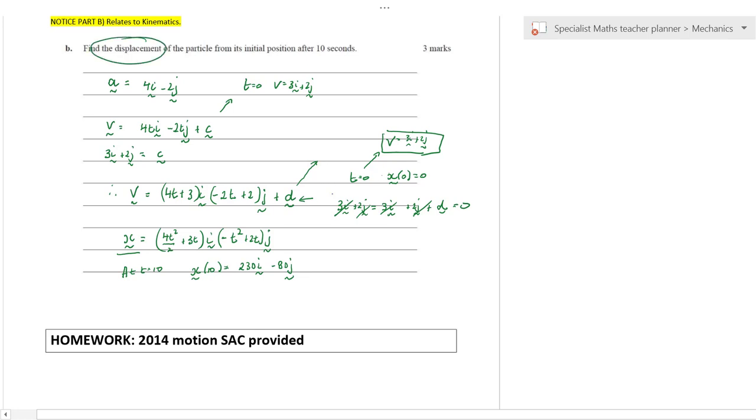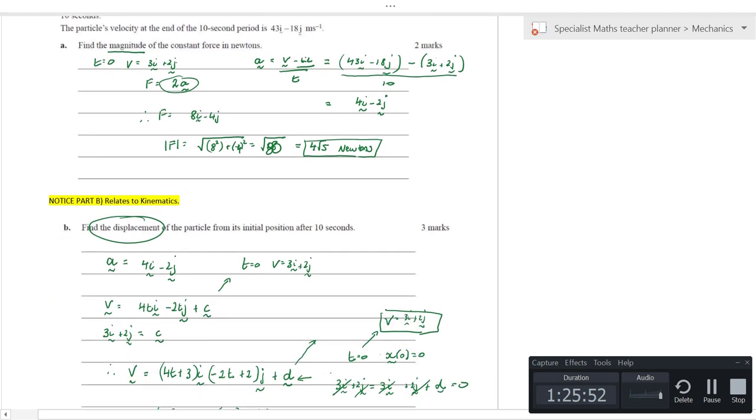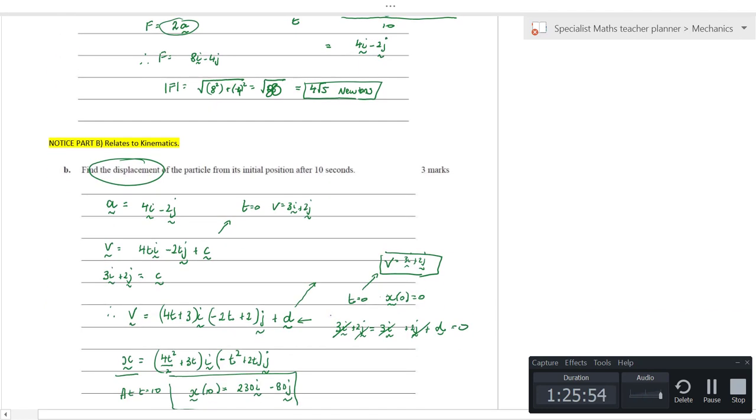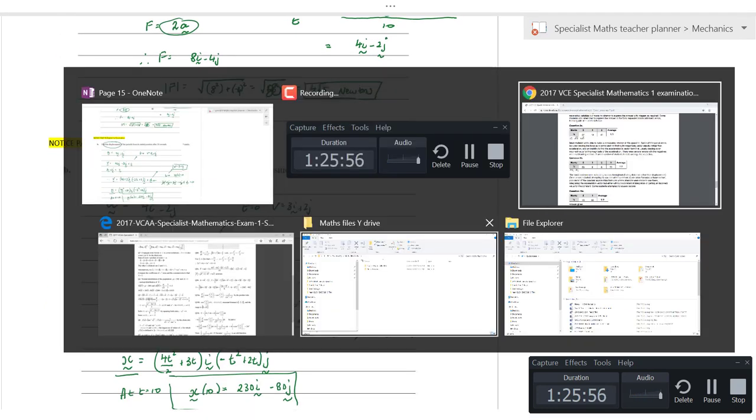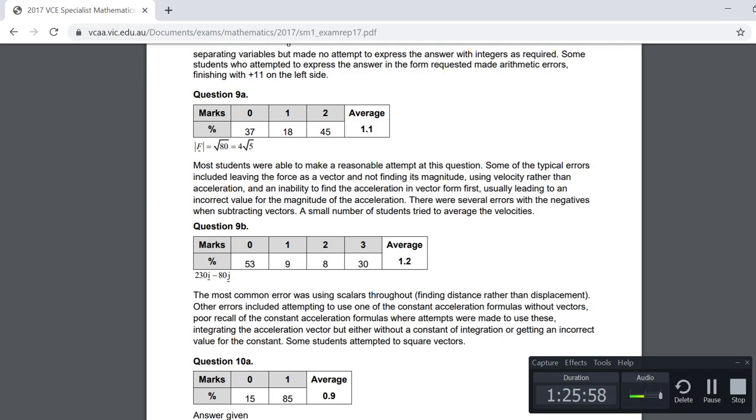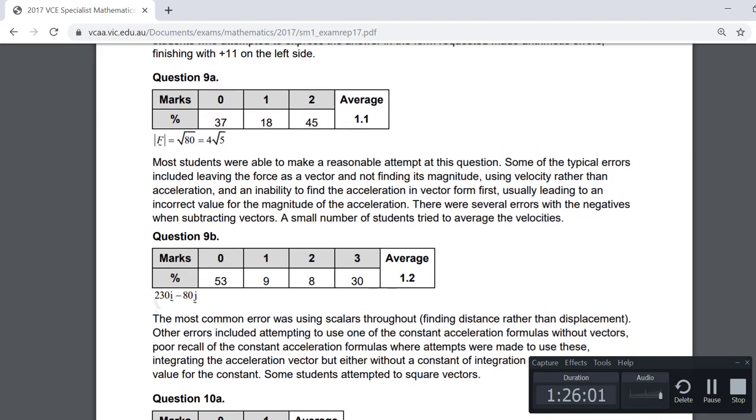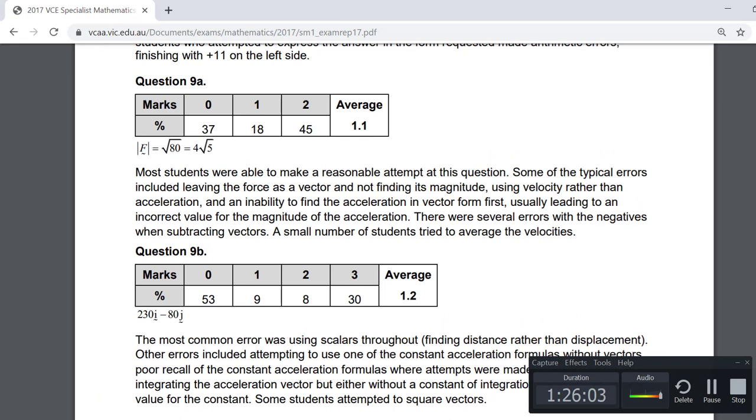The displacement is a vector. So as far as I'm concerned, that's the answer. We better check if it's right. I really should check these sort of things. Okay, let's have a look at it if it's right. Oh, look at that. It's correct. But 37% of students got 0 marks for part A, which is really polarizing, isn't it? It's the students that know what they're doing and those that don't.